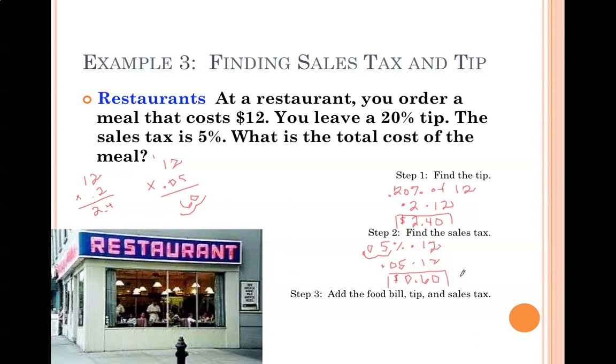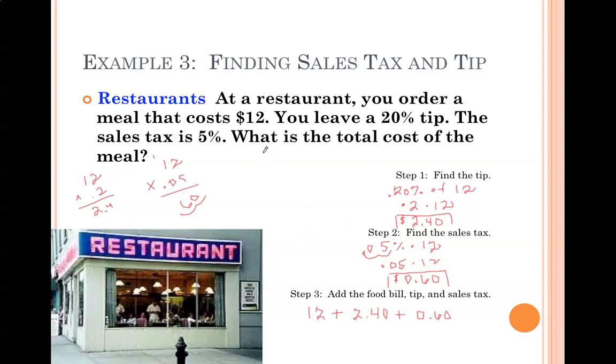All right, to find out the total cost of the meal, we need to take the food bill, which was $12, plus my tip, which was $2.40, plus the sales tax I need to pay on that, which was 60 cents. We're going to add all those together.